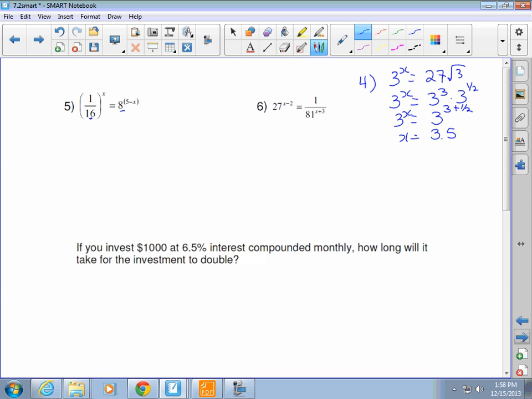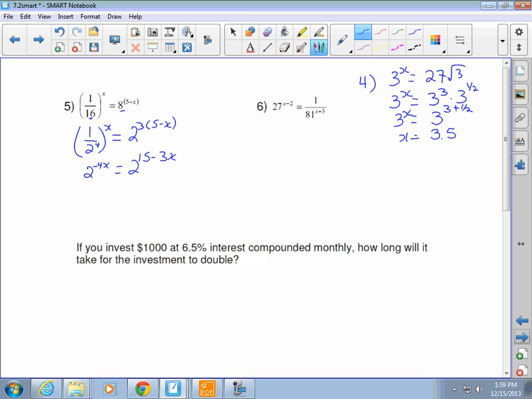Well, 1 over 16 to the x is the same as 1 over 2 to the power of 4, to the power of x. 8 is the same as 2 cubed, times 5 minus x. Now these still don't have the same base because this is a denominator. So 1 over 2 to the power of 4 is the same as 2 to the negative 4 times x. And this is 2 to the power of 15 minus 3x.